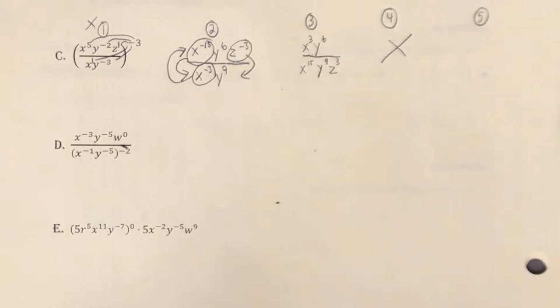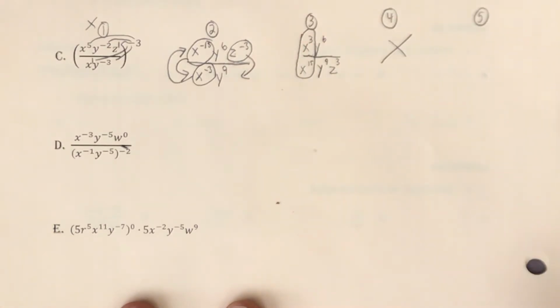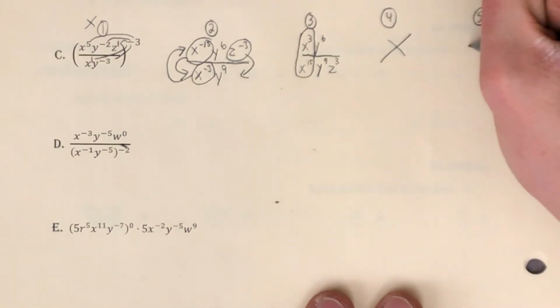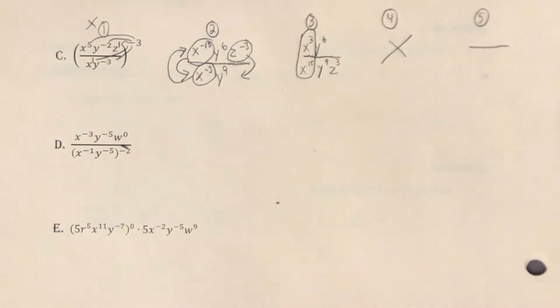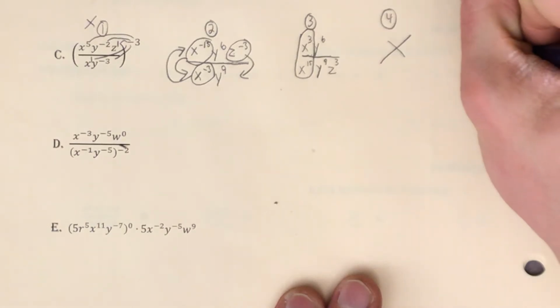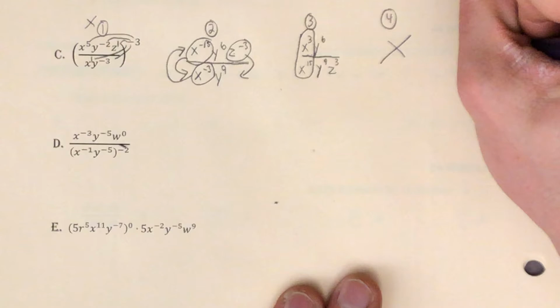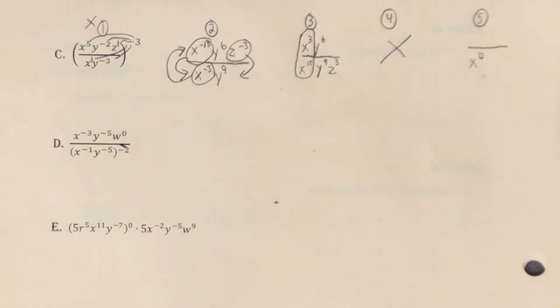Now remember, this means we're looking for the same base on both the top and bottom of the fraction. Well, I see that I have x's on both the top and bottom. So I am going to need to subtract their exponents, and the answer is going to go on the side with the bigger exponent to begin with. Well, the bigger exponent was on the bottom, that's x to the 15th, and then 15 minus 3 is 12, so x to the 12th.